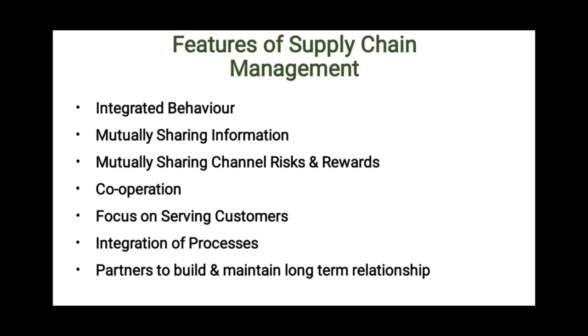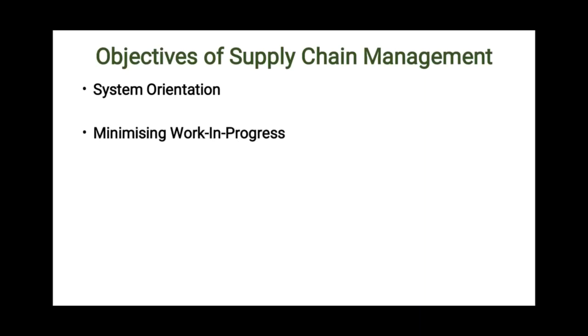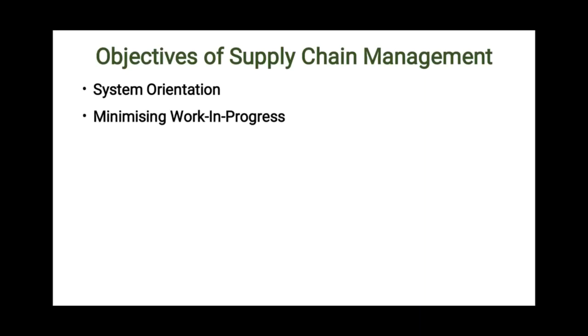Now let's have a look at the next topic, that is objectives of SCM. So, the first objective is system orientation. SCM aims at a properly organized system to succeed. Our third objective is minimizing work in progress. Supply chain minimizes total work in progress and completes activity as early as possible.